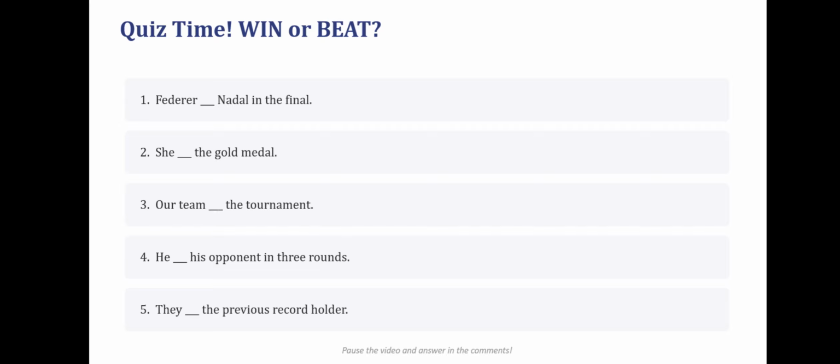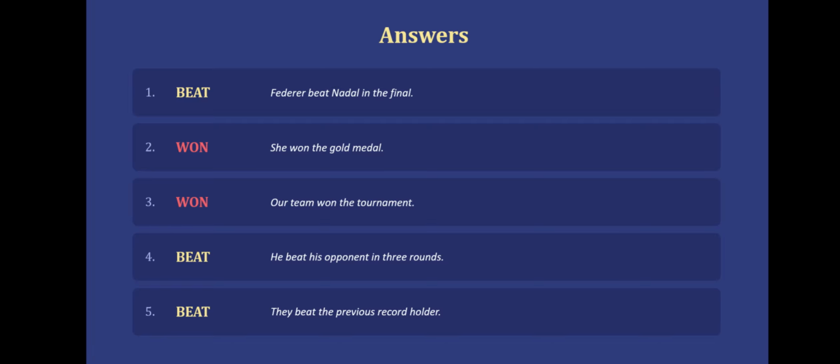Alright, let's check your answers. Number 1, Federer beat Nadal in the final. Nadal is a person. Number 2, she won the gold medal. The medal is a thing. Number 3, our team won the tournament. The tournament is an event. Number 4, he beat his opponent. The opponent is a person. Number 5, they beat the previous record holder, again a person.